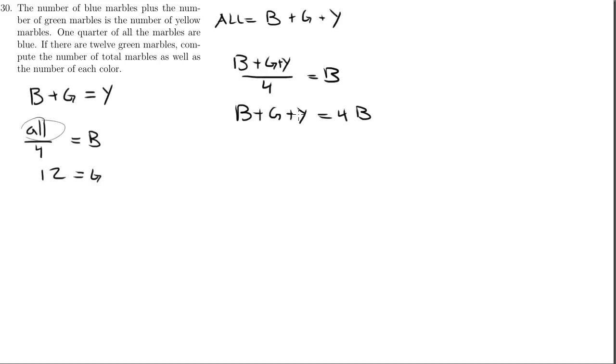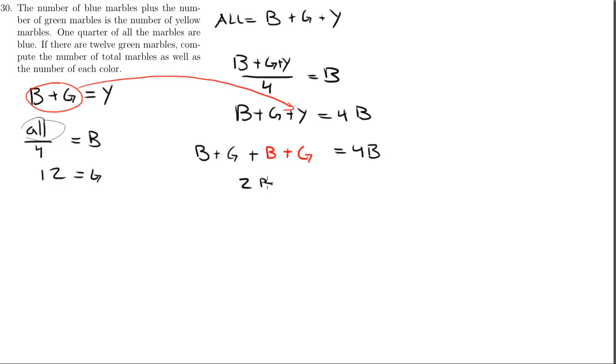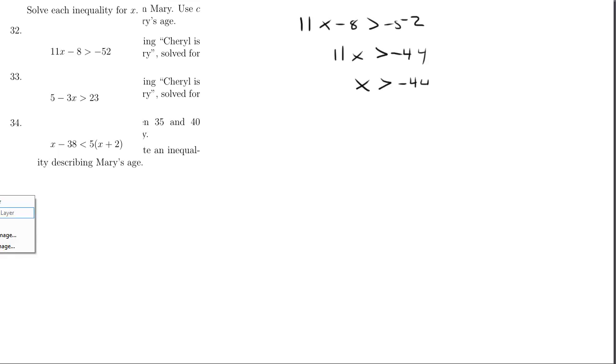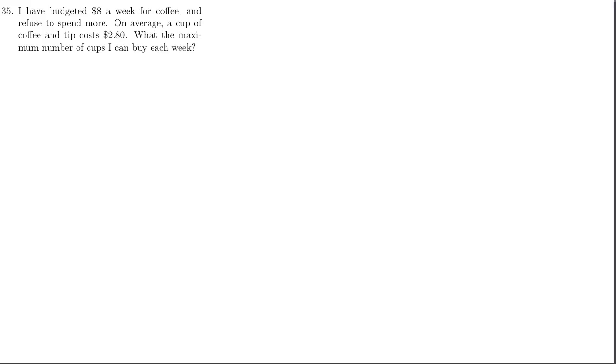Blue plus green is yellow, so that means I'm going to make this substitution here. I can get rid of the yellow, and then it'll be a help. So 2 blue plus 2 green is 4 blue. Now, it's just that pesky green that we've got to deal with, but I can't delete it. Alright, fine.